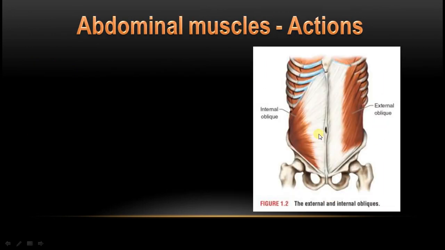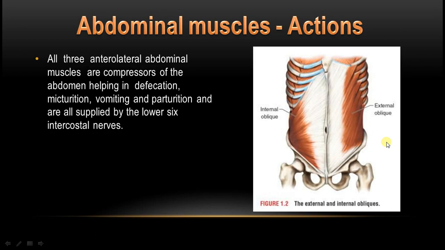What are the actions of the internal oblique, external oblique and transverse abdominis muscles? Mainly, they compress the anterior abdominal wall and increase the intra-abdominal pressure in acts like vomiting, coughing, sneezing, defecation, micturition. Okay, and definitely in parturition in pregnant females. So they increase the intra-abdominal pressure, and they are also expiratory muscles. They move the diaphragm upwards.